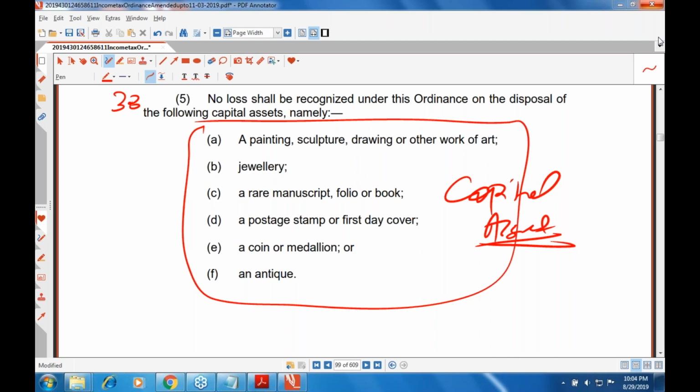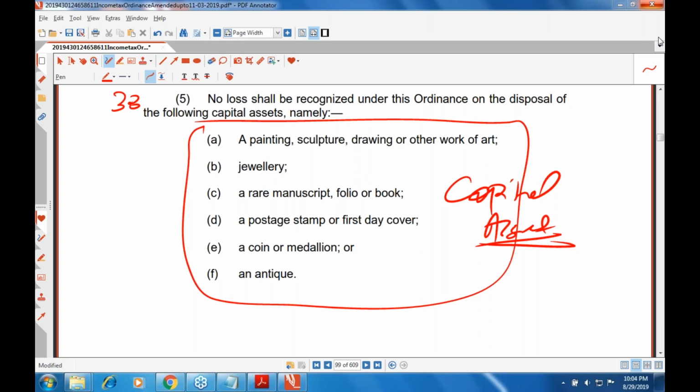Okay, so the law says that they are movable assets and they will be considered as a capital asset. Any other movable property like vehicles, computers, fixtures and fittings are not going to be considered in the definition of the capital asset.